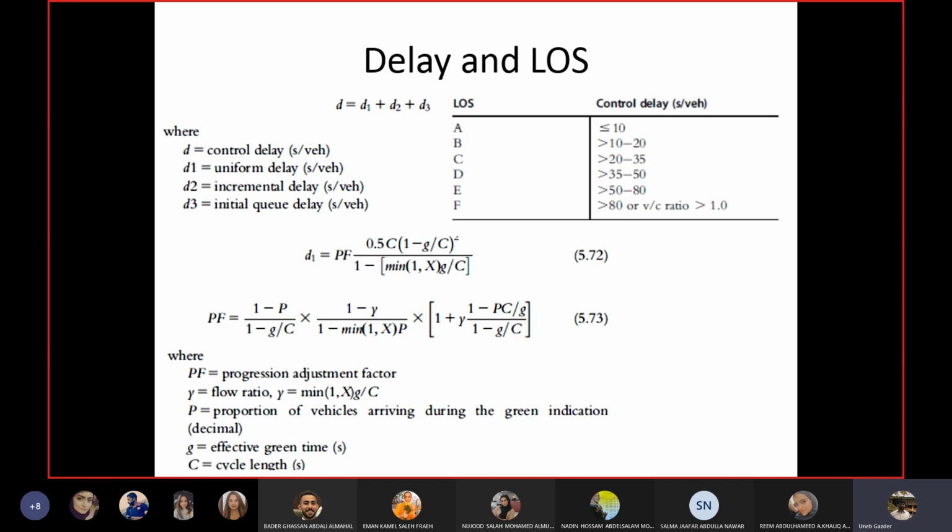They have this much amount of delay no matter what the traffic condition is. So we call it uniform delay because it is supposed to happen. It is supposed to be there. There is no way you will not have uniform delay. The other two values, incremental delay and initial queue delay, depend upon the traffic condition.